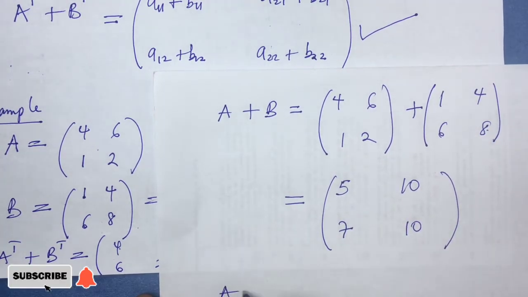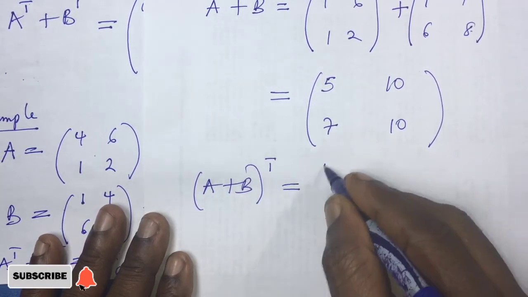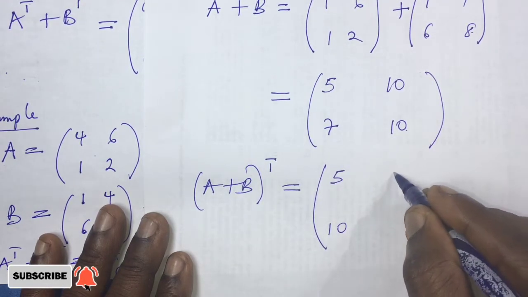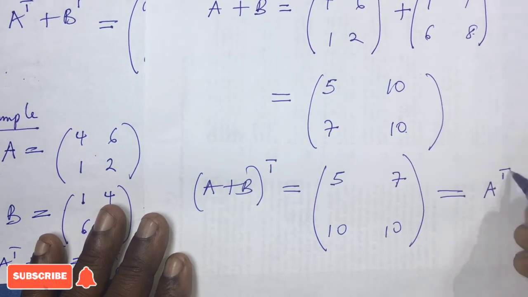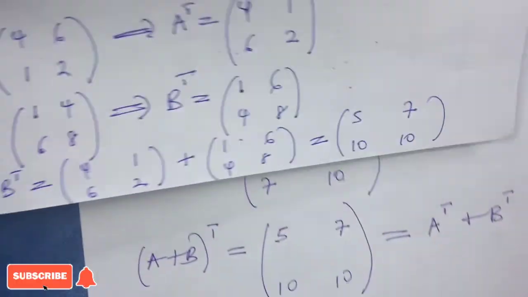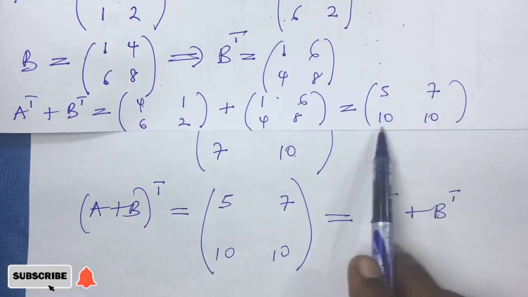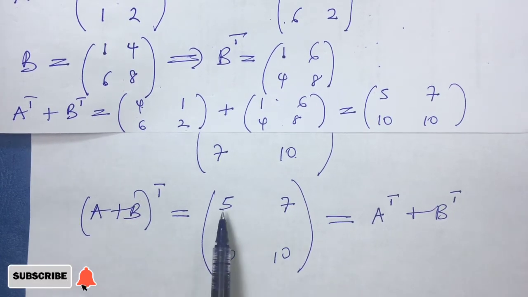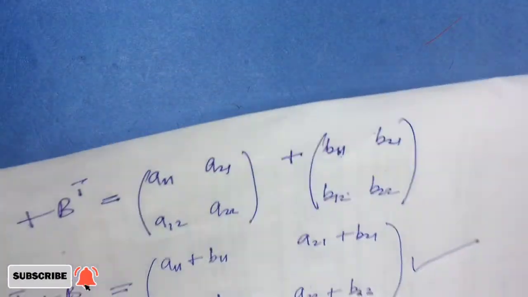Now, if you end up transposing A plus B, you will end up having 5, 10 become a column 5, 10, 7, 10 become a column 7, 10. And if you look at it critically, you will know that this is the same result we got for A transpose plus B transpose: 5, 7, 10, 10. And that is the same result we are obtaining for A plus B all transpose, 5, 7, 10, 10. Okay? Now, that brings me to the end of property 4.